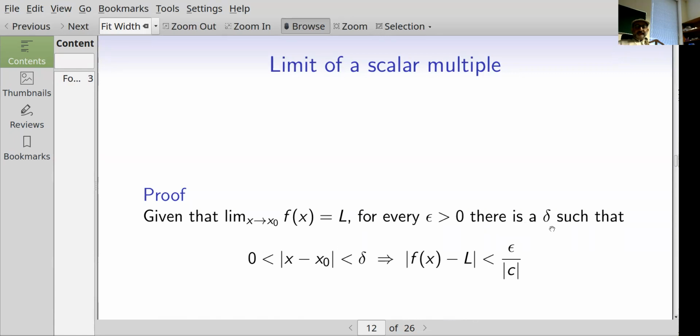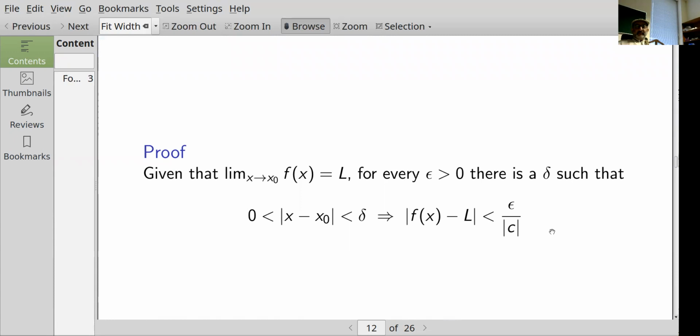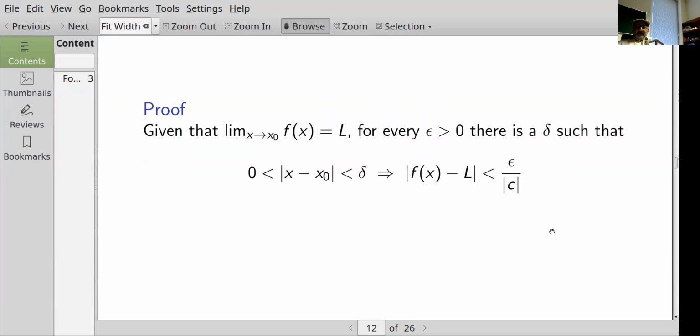So, given that the limit as x goes to x naught of f of x is equal to L, that means that for every epsilon greater than 0, there is a delta such that when x is not equal to x naught, and x is within delta of x naught, then f of x is within epsilon over absolute value of c of the limit L. That's what it means for that limit to be equal to L. Okay? So that's been given to us. When we claimed that there was this limit, then we were saying this mathematically.